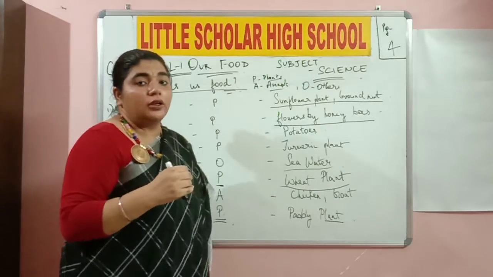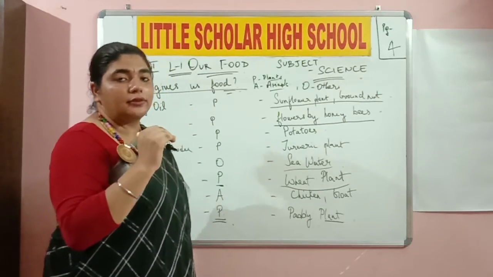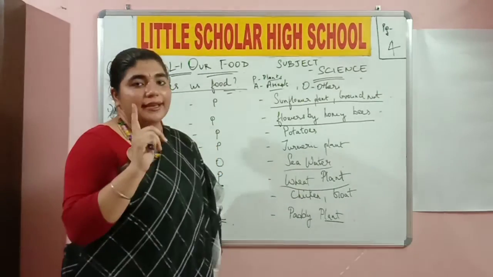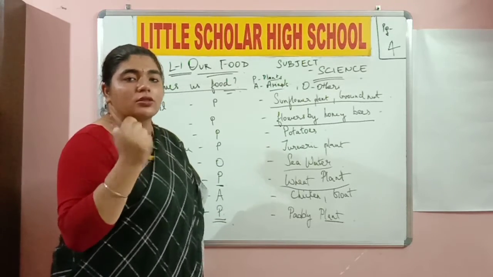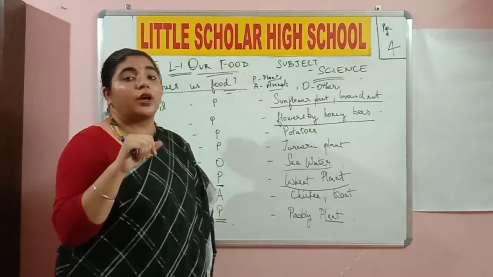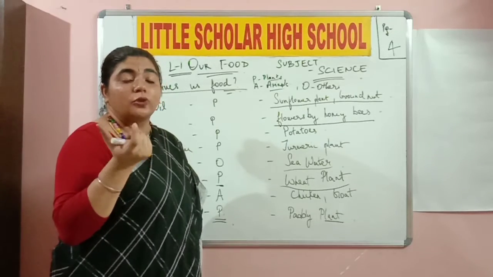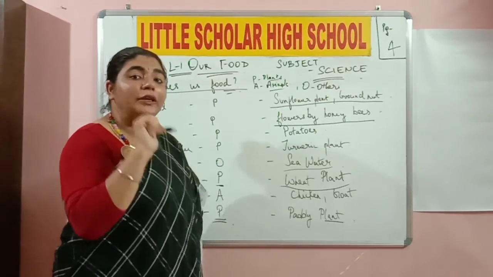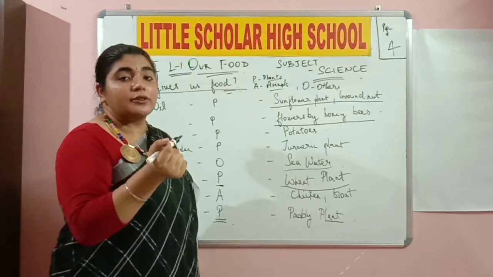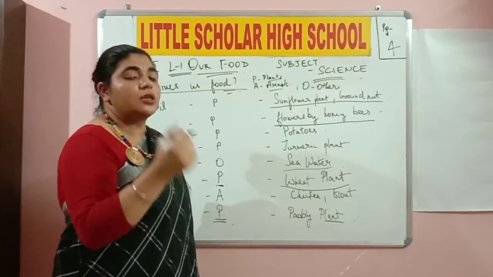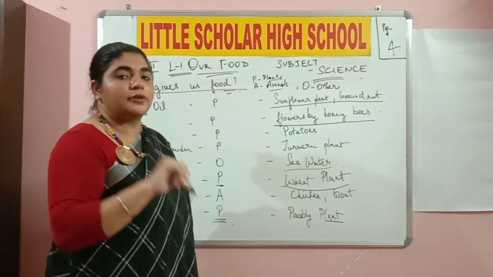The last three in the table on page number 4: eggs. Where do you obtain eggs from? Animals, hens or ducks. And after that you have sugarcane. Sugarcane is obtained from sugarcane plant. So mention a P over there and mention sugarcane plant. And the last one is peanuts, which is again obtained from plants. So mention P and peanut plants.